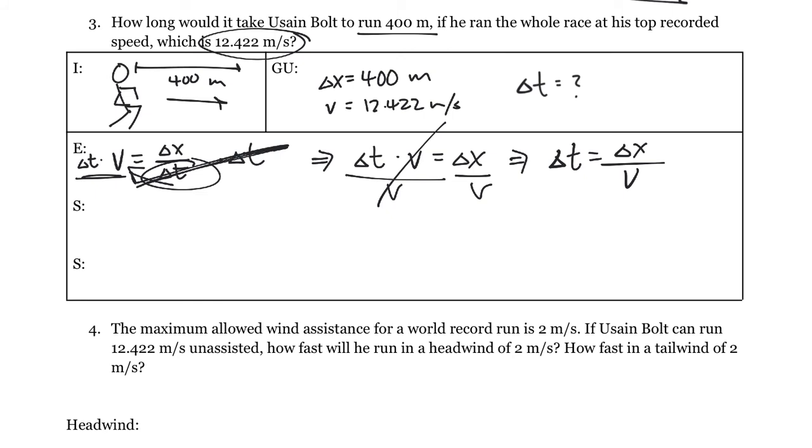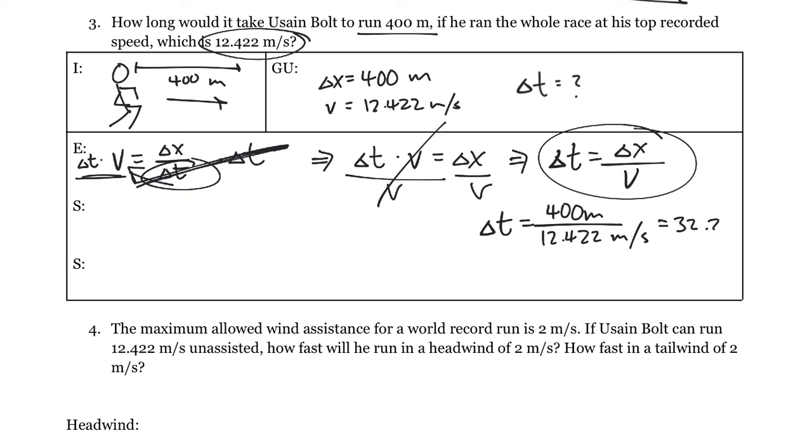And you can substitute into that one. You can also go ahead and substitute from the beginning and then solve with the algebra, but the algebra steps are the same. So I'm just going to go ahead and use this equation that I just made and substitute in there. So we get delta t equals delta x, which is 400 meters, divided by 12.422 meters per second. And when I type that into my calculator, I get 32.2.